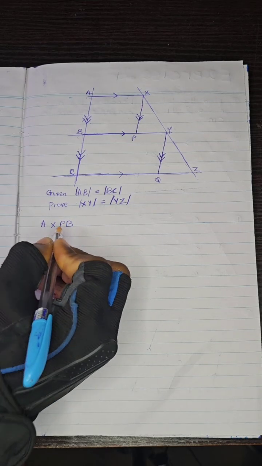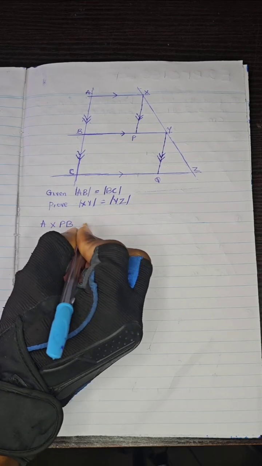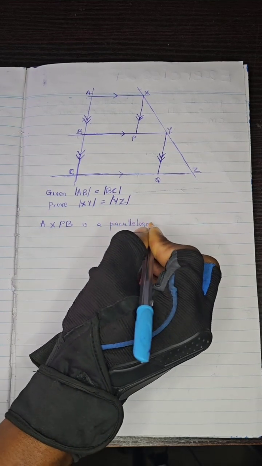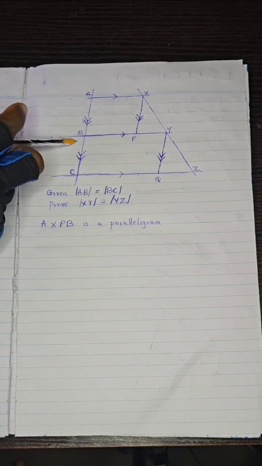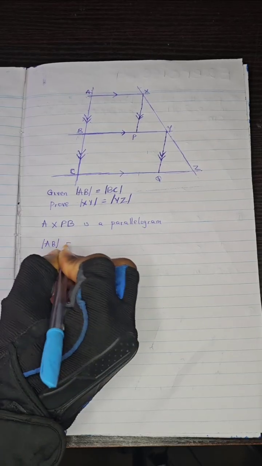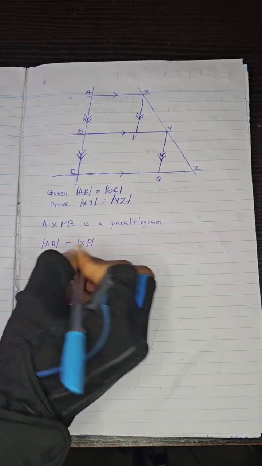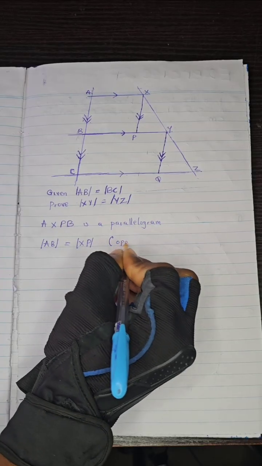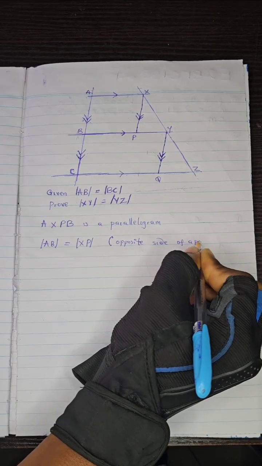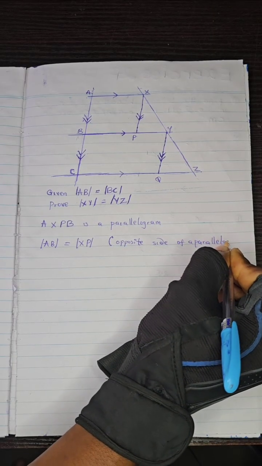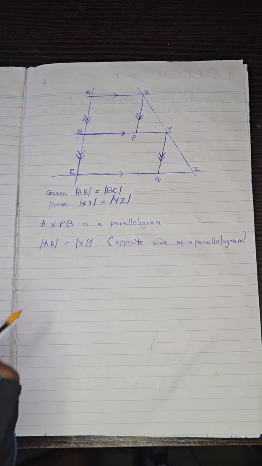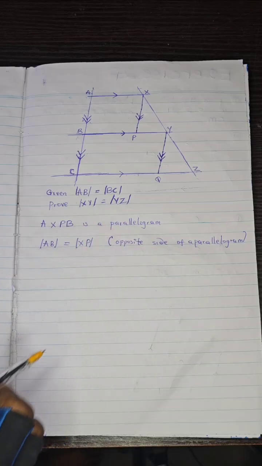So from there, I can comfortably say that AB is equal to what? XP. So AB is equal to XP. Reason being that it is an opposite side of a parallelogram. So for those that are wondering what happened here, check the previous class on the parallelogram, where we explained all these parallelogram laws.